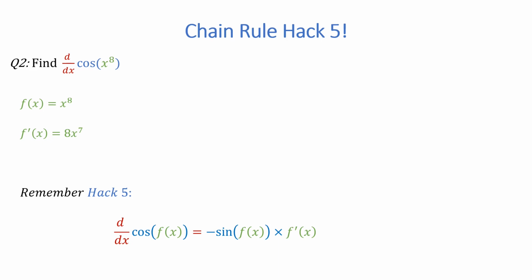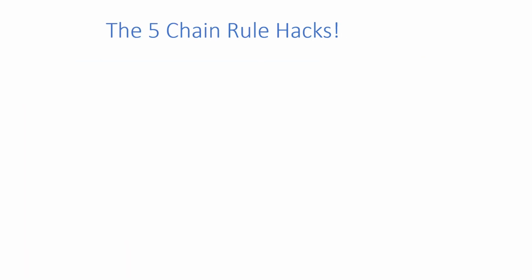Now let's put that information into this equation. So this is going to be negative sine of f of x, which is x to the power of 8, multiplied by the derivative, which is 8x to the power of 7. And if you simplify that, that will be negative 8x to the 7 times sine of x raised to 8. And that's it.